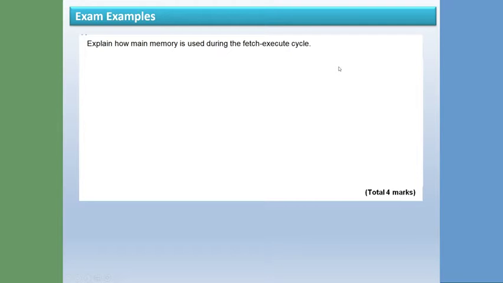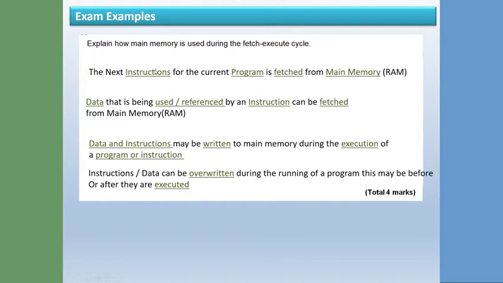Explain how main memory is used during the fetch execute cycle. This is a 4-mark question, so they're looking for at least 4 points here linked to main memory, because that's what it's asking. That's the key term there, main memory. So the next instruction for the current program is fetched from main memory. We're getting our instruction from main memory. Data that's being used by an instruction is fetched, or can be fetched, from the main memory.